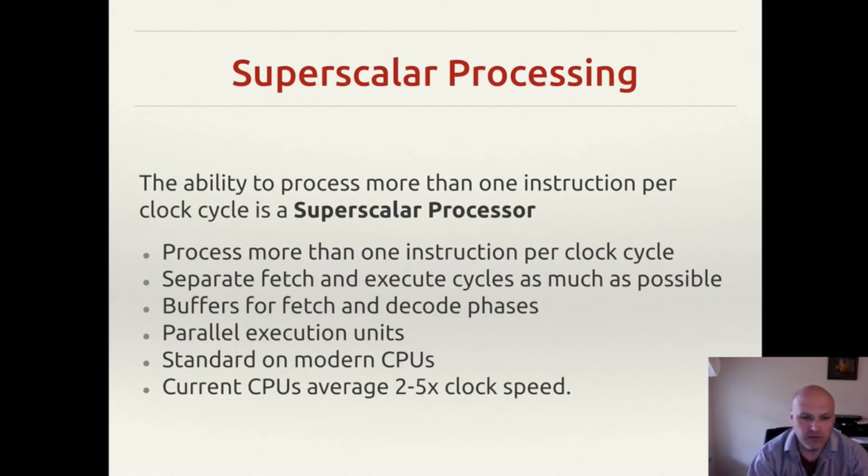So if you imagine, if we go back to that 4 gigahertz CPU that we were using as an example before, if we achieved the high end of this, if we achieved a 5x return, we would actually be pumping out 20 billion instructions per second on a 4 gigahertz CPU.